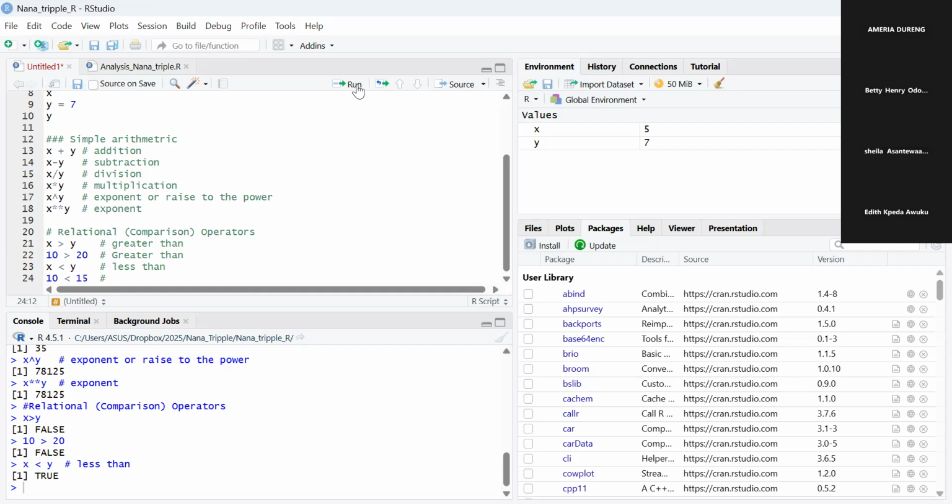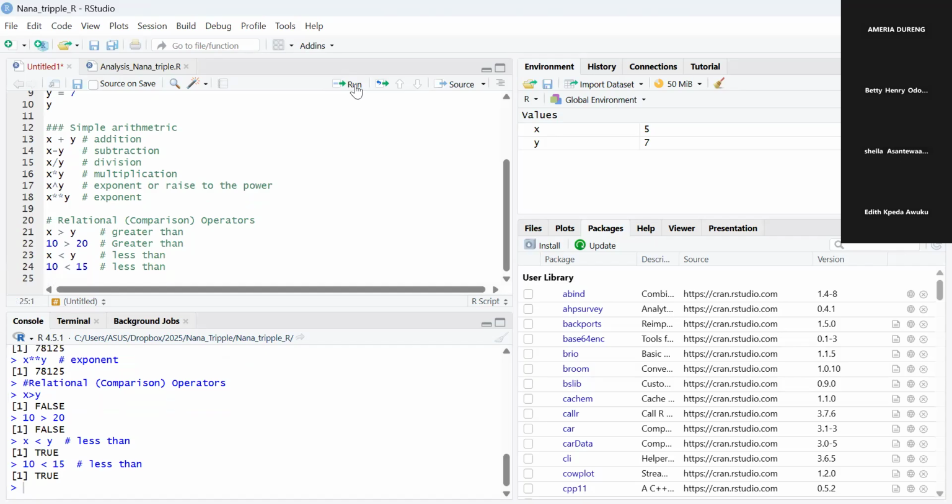So this is less than, right? Is it true? It says it's true. Yes, true. Let's intentionally ask R whether X is equivalent to Y. What you call equal to is equivalent, right? False.